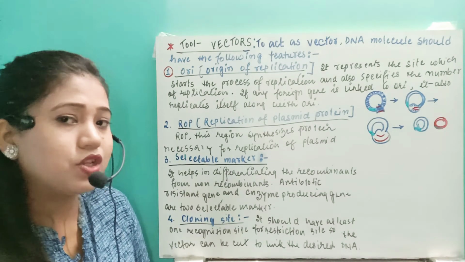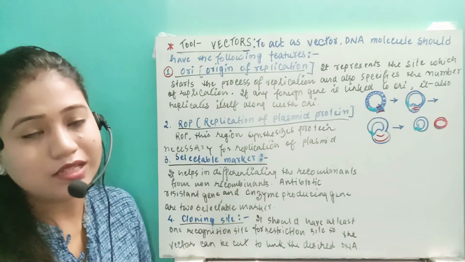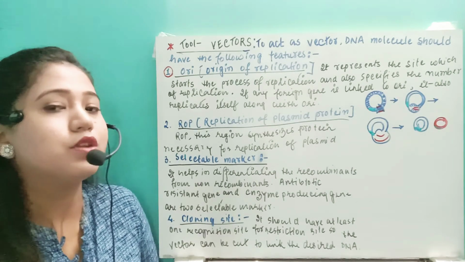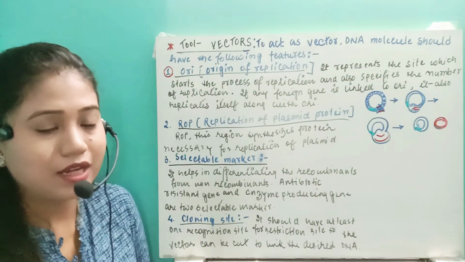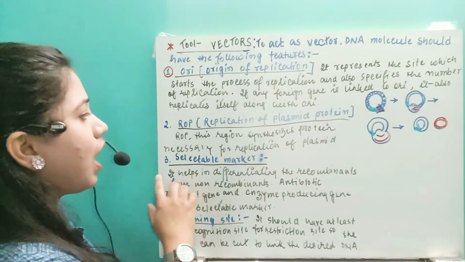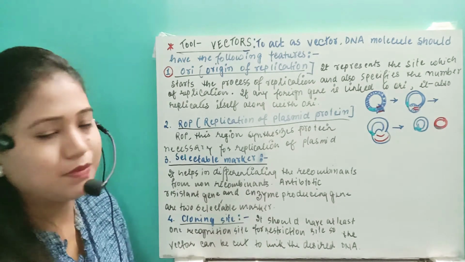ORI means origin of replication, from where a vector will start its replication and form two complete separate vectors. It just multiplies, that is the ORI. Next one, ROP. ROP stands for replication of the plasmid protein.